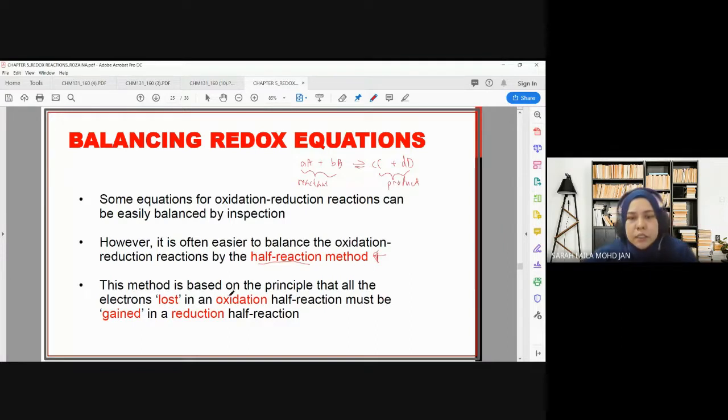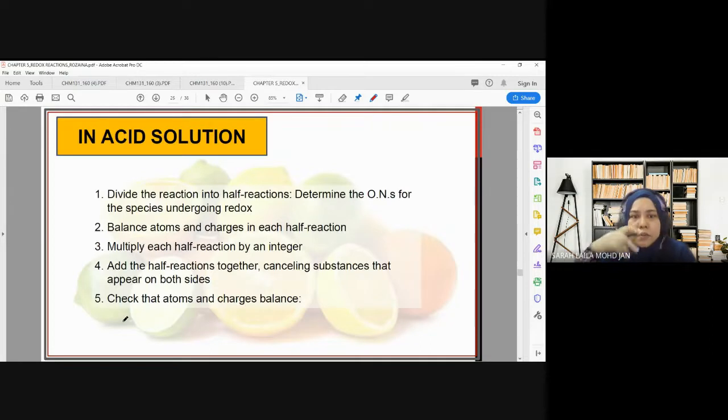Okay, this method is based on the principle that all the electron loss in the oxidation must be gained in the reduction. Dari segi definition kita dah belajar yesterday, oxidation means a loss of electron, while for the reduction reaction, it gains the electron. When it comes to electron, it is something yang does not express in the chemical equation. Bila it cannot be expressed in chemical equation, it means dia ada take part in the reaction, cuma you tak perlu tulis dia macam mana. So, saya akan ajarlah step-step dia.